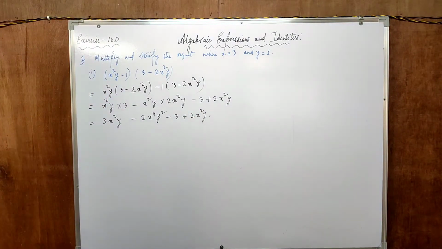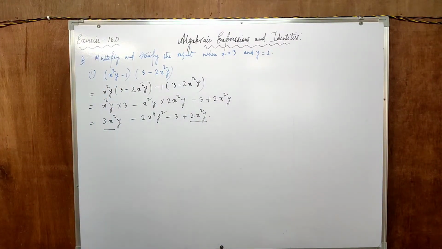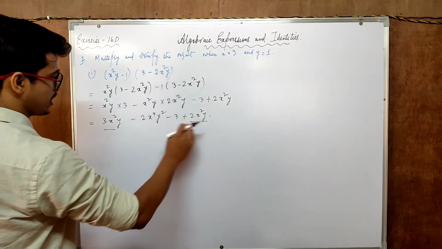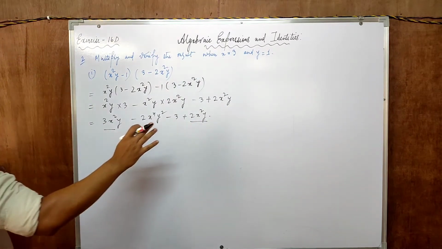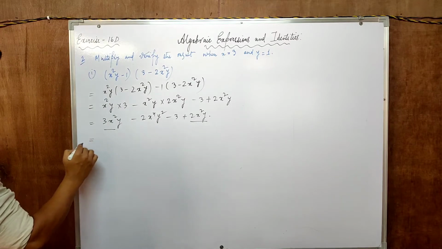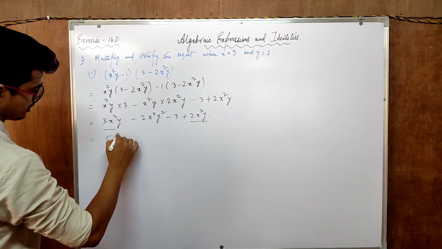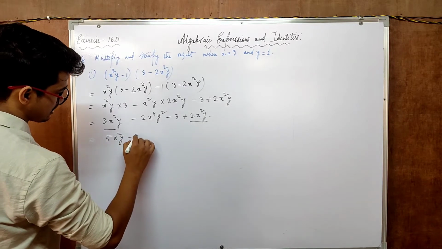If you compare these terms, we get only one pair of like terms, that is 3x square y and 2x square y. If we observe, the signs are the same, so we have to do the plus. So 3 plus 2, which is 5, and the variable will be the same, as it is.